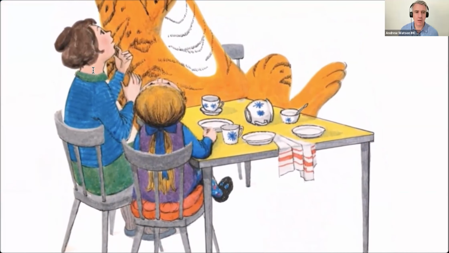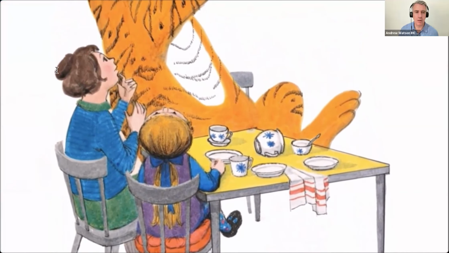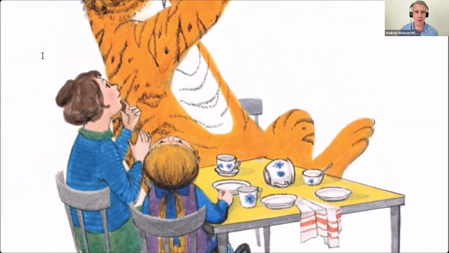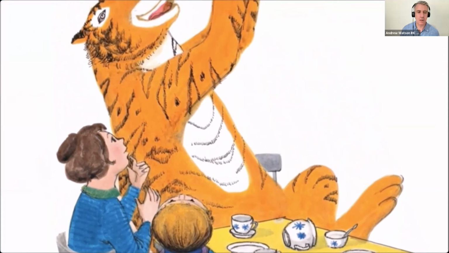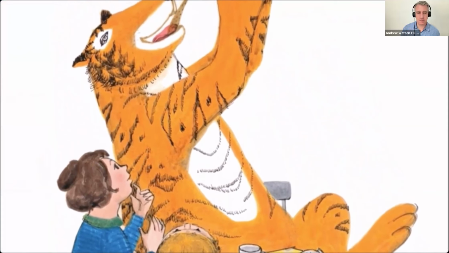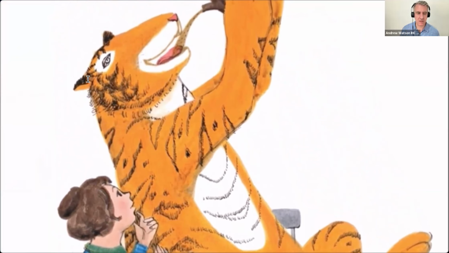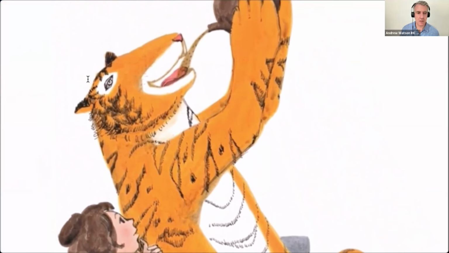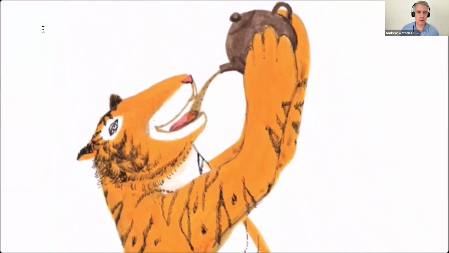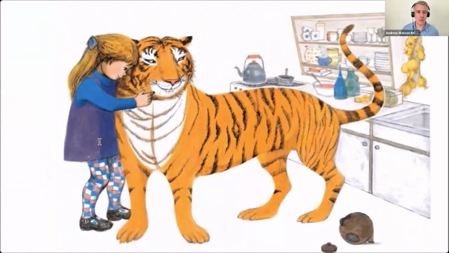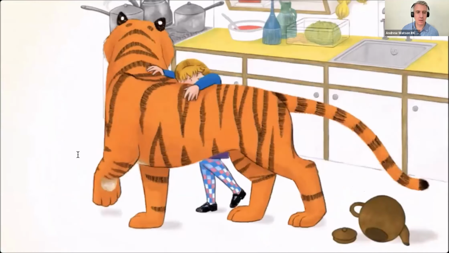But again, the tiger didn't eat just one bun. He ate all the buns on the dish, and then he ate all the biscuits and all the cake until there was nothing left to eat on the table. So Sophie's mummy said, "Would you like a drink?" And the tiger drank all the milk in the milk jug and all the tea in the teapot. And then he looked round the kitchen to see what else he could find.